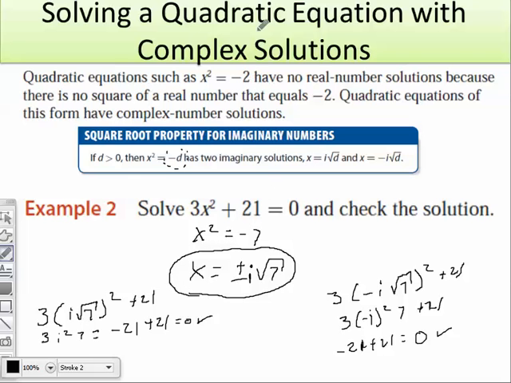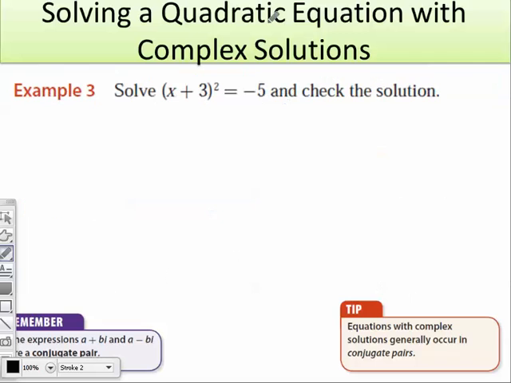Okay? So we're seeing how to find those. So let's see what we can do to find a few more answers here. What if we have this? Well, I'm going to take the square root of both sides. I'm going to get x plus 3 is equal to the square root of 5 times i. And then I'm going to subtract 3 from both sides. I'm going to get x is equal to negative 3 plus or minus i square root of 5.